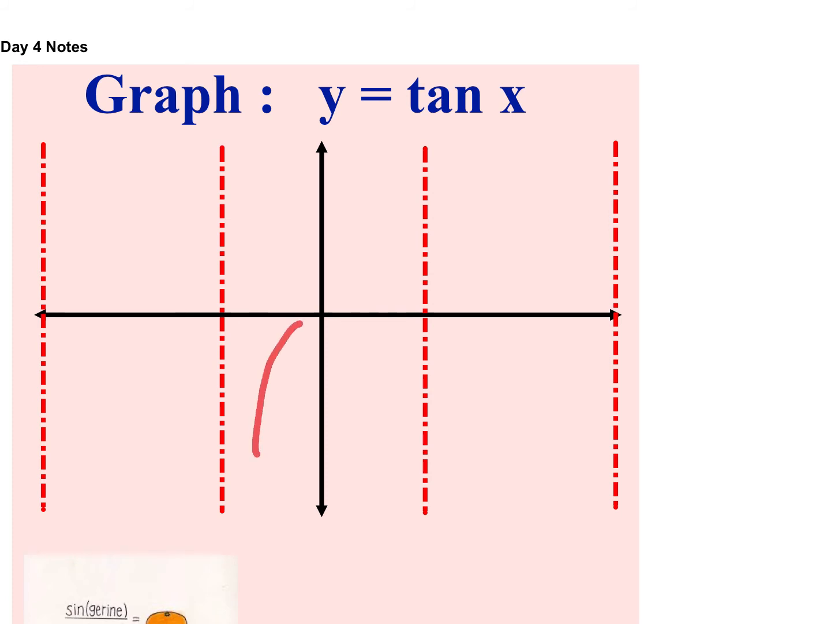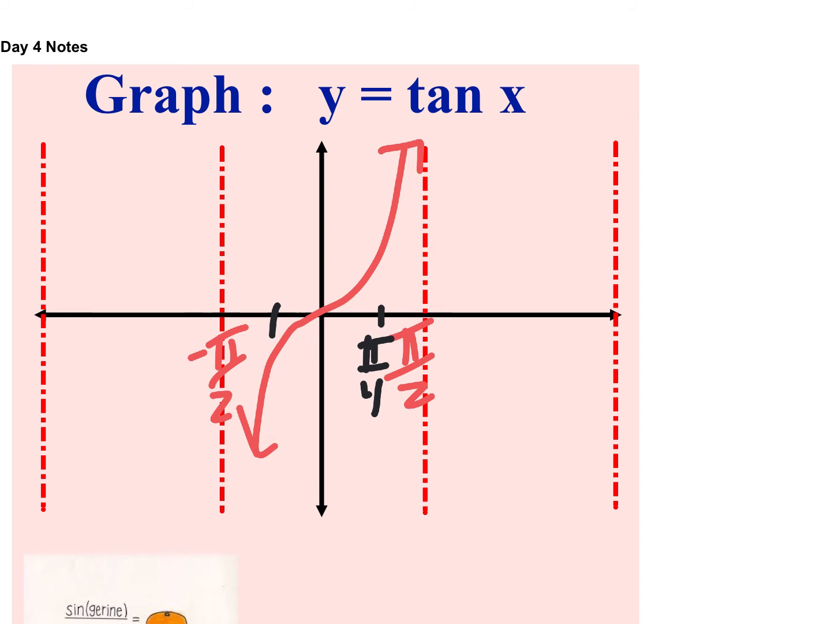All right, so it looks something like that. And this is pi over 2. This is negative pi over 2. Who remembered to put in the spot in between, pi over 4 and negative pi over 4? Did anybody remember to put that in there? Okay, you need to. You know why? Because if you ever vertically stretch these things, this 1 and this negative 1 would need to change.